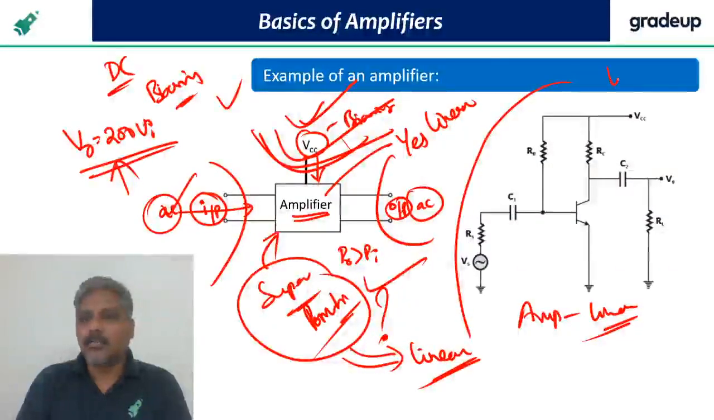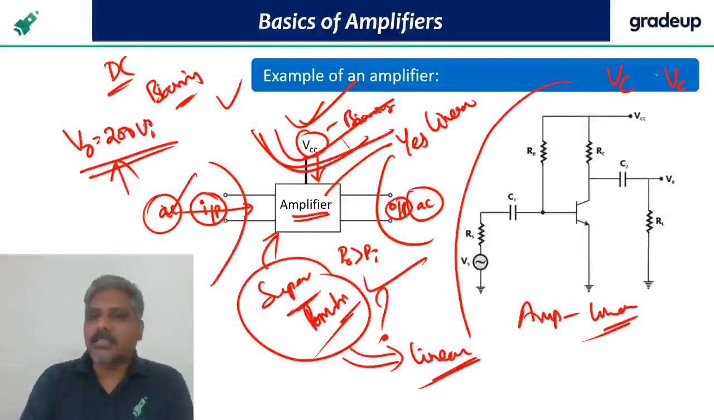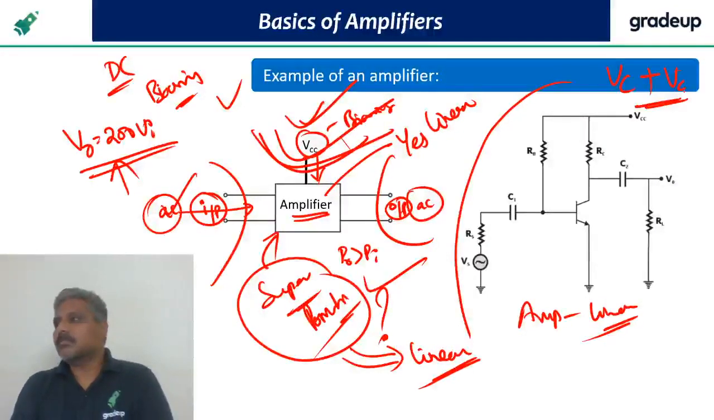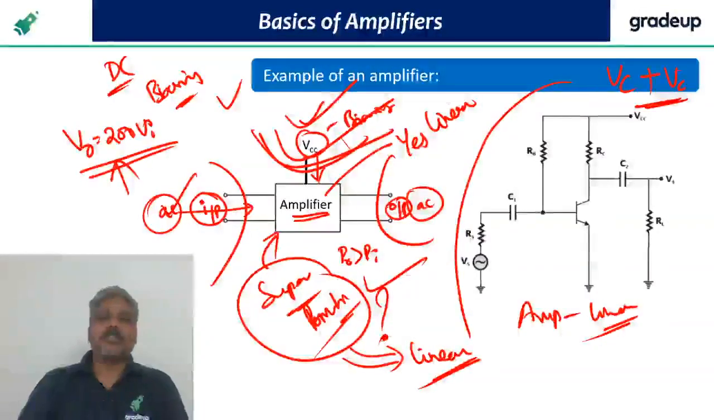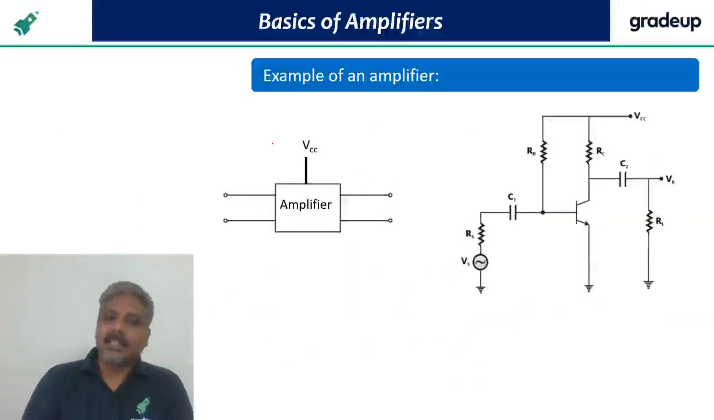Suppose I want the collector voltage. The DC collector voltage I find separately, and the AC collector voltage I find separately. What is the instantaneous voltage? The sum of these two. I can do that. Simple. That is what amplifier analysis means. In the next class, I am going to give you an amplifier circuit.